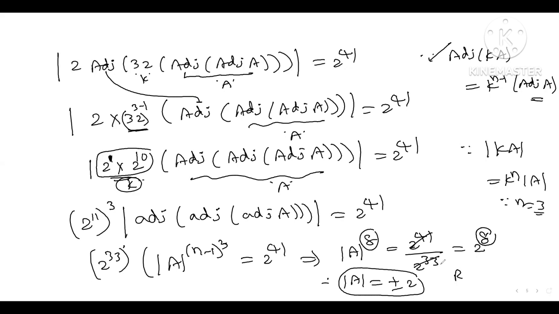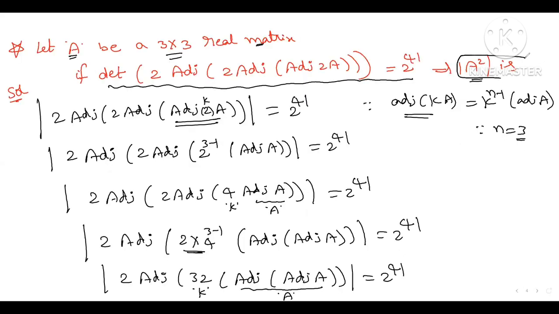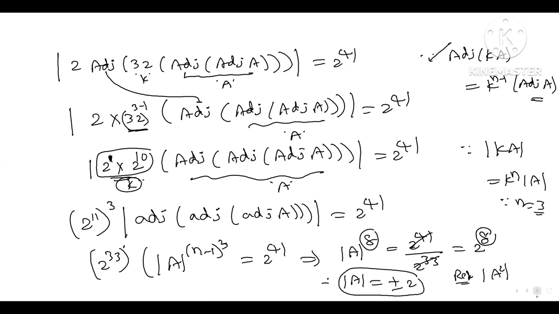So what is required here? Required is A square. So A square is nothing but A whole square. The A value we have got is plus or minus 2. Plus or minus 2 whole square is equal to 4. That is the answer.